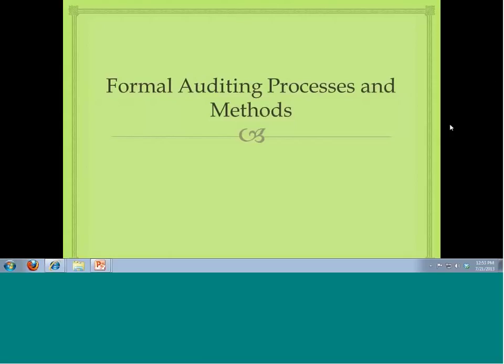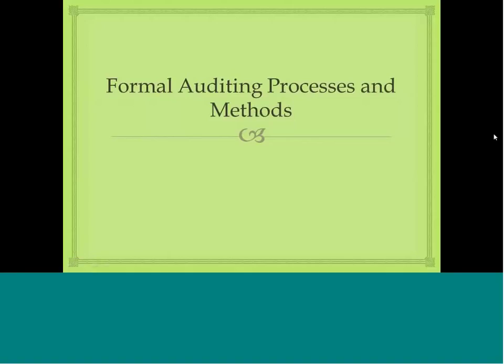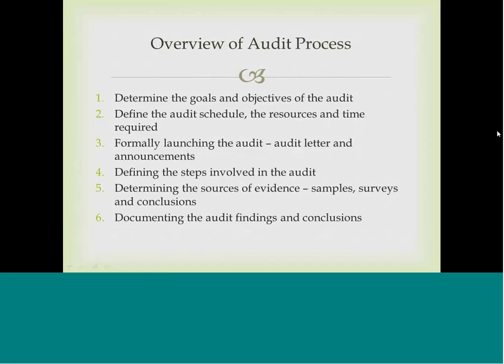Now let's discuss formal auditing processes and methods. There are 6 steps to a formal audit process. Step 1 is to determine the goals and objectives of the audit. Step 2 is to define the audit schedule, the resources that will be required, and the time that's required.